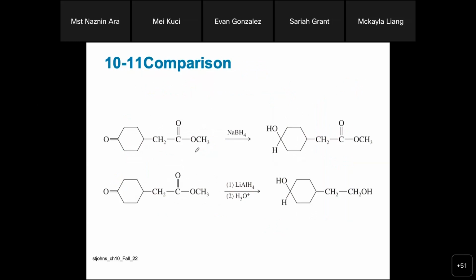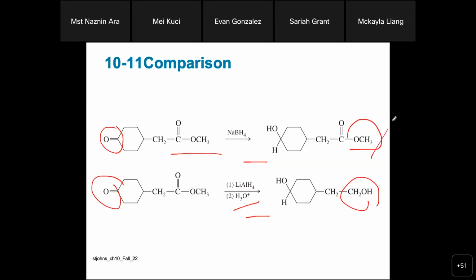Now the comparison. See the comparison here. Here the keto group will work with NaBH4 and lithium aluminum hydride. If you see here, they cannot do that, but they can do alcohol. They stop here as an alkoxide intermediate, but they can proceed in the presence of acid here.